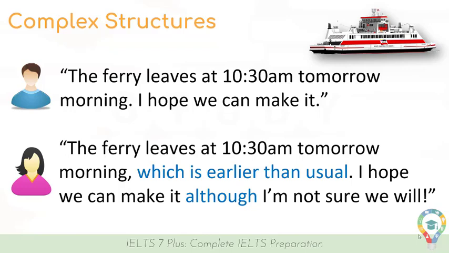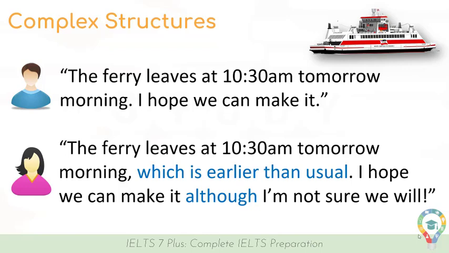I've highlighted the part which is earlier than usual, and that is another piece of information. So that sentence now has 2 pieces of information. I hope we can make it, although I'm not sure we will. I used a connective and an extra part of the sentence, I'm not sure we will, to add some extra detail. This is a great example of a complex structure. So there we have some examples to highlight the differences between simple and complex structures.